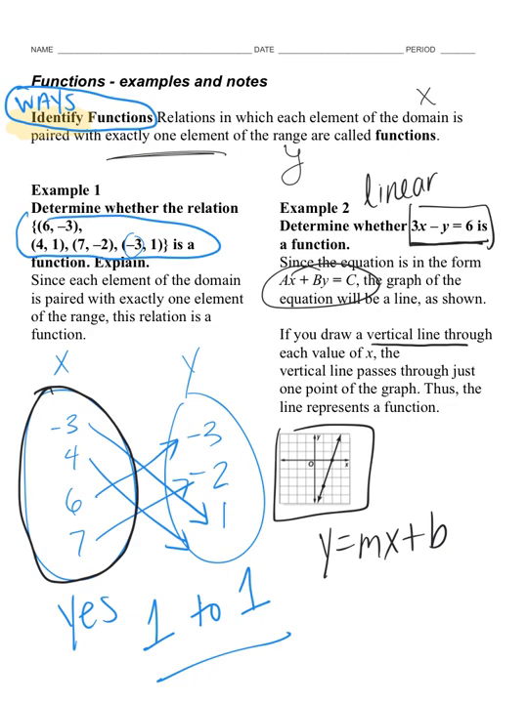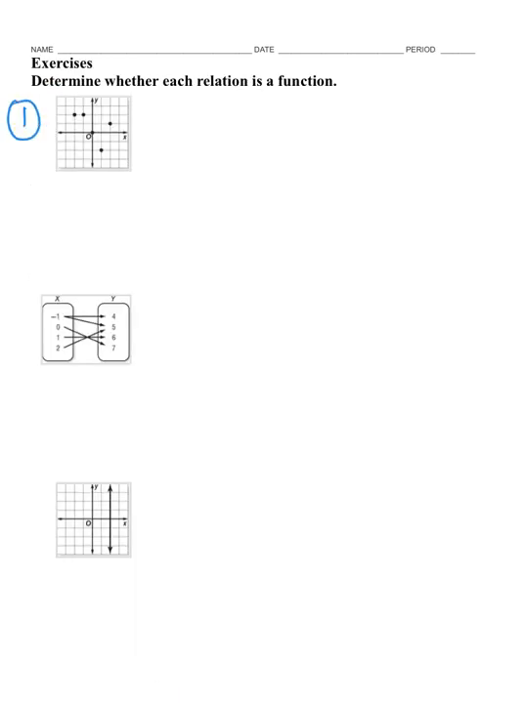A vertical line test simply means I could take my pencil and draw a line through this graph. See that green line? I only hit the graph once. So that's why it's yes, because it passes the vertical line test. You could just say pass VLT for vertical line test. Your homework is going to say, determine whether each relation is a function, and it's also going to say, and why.